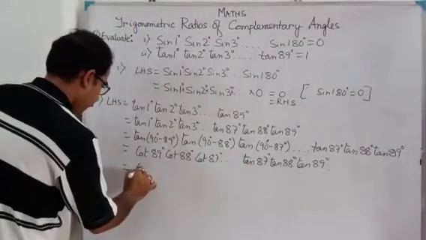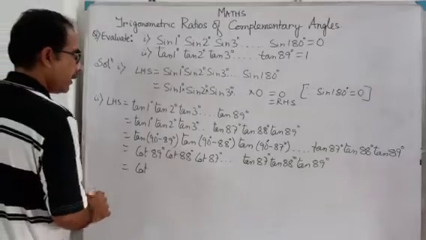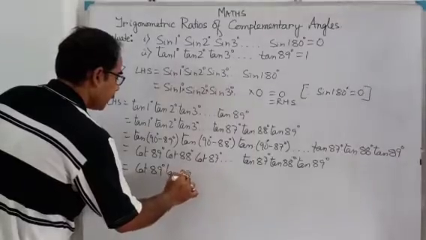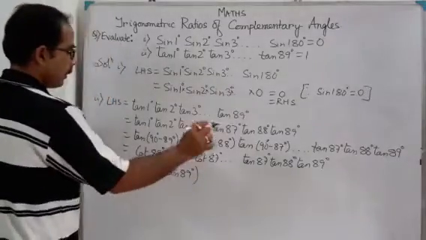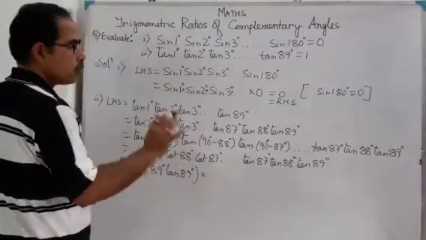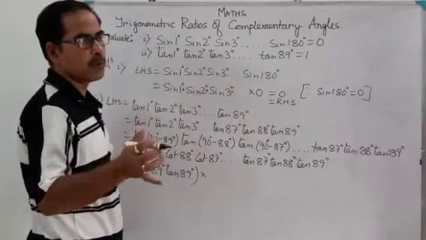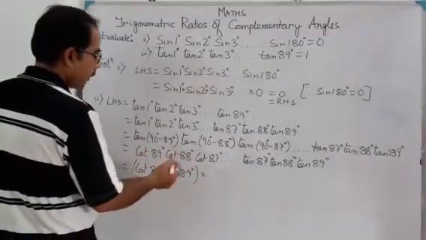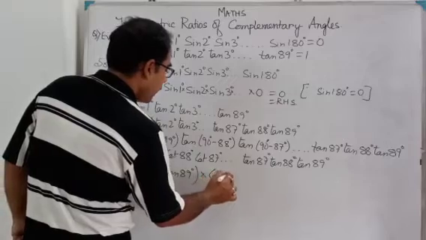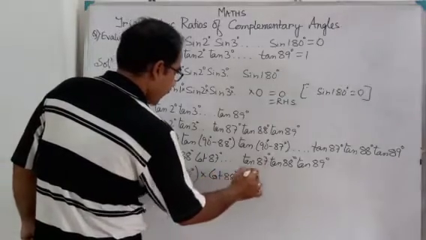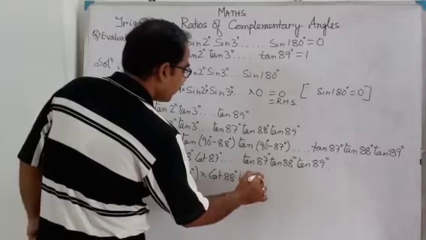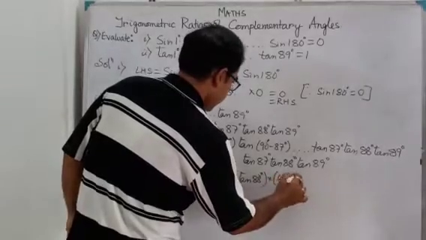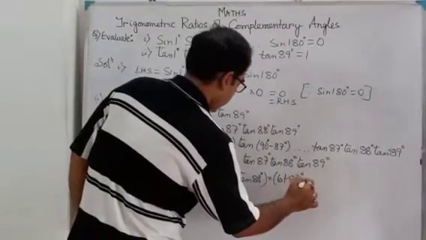So I am writing together cot 89 degree and tan 89 degree, because all are multiplications. So I can write 2 into 3 into 4 as 2 into 4 into 3 also. In such a way I am taking tan 89 degree beforehand with cot 89 degree. Similarly, cot 88 degree and tan 88 degree together. Next, cot 87 degree and tan 87 degree.